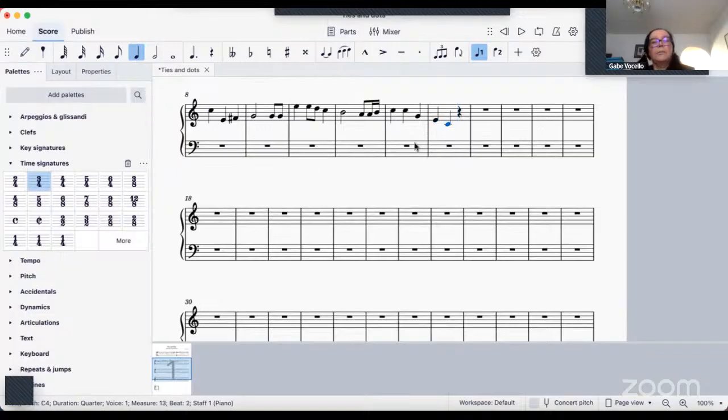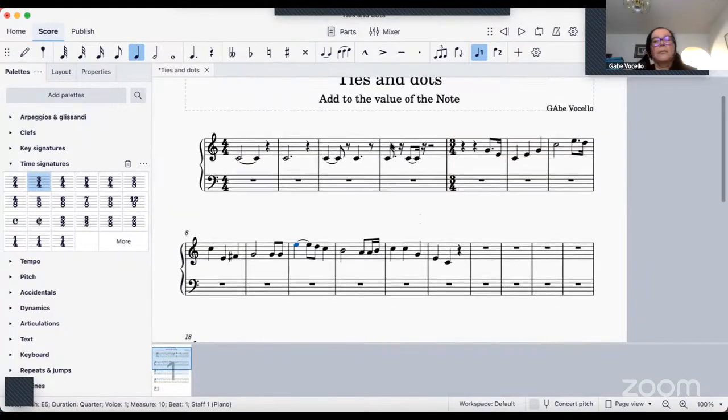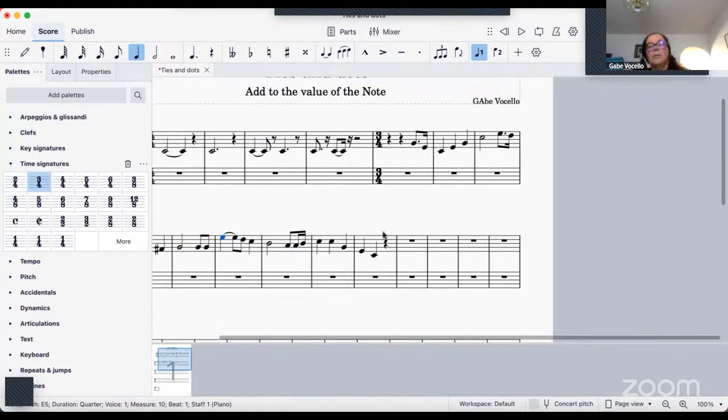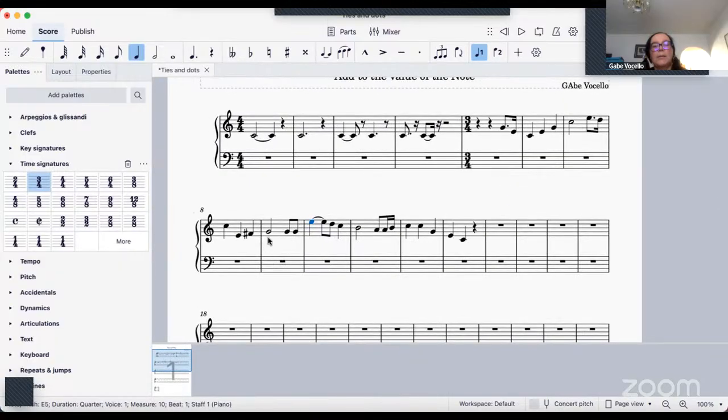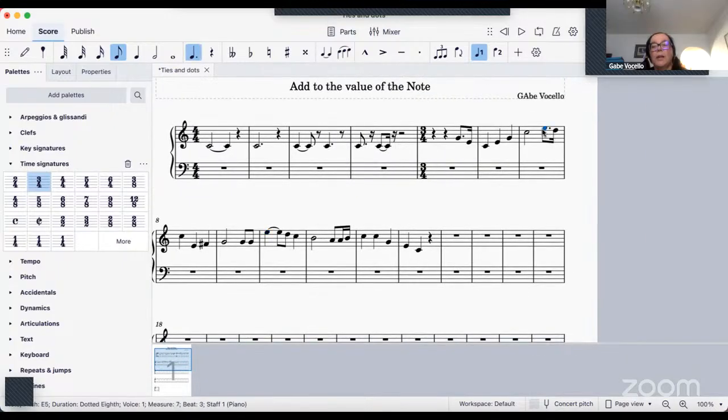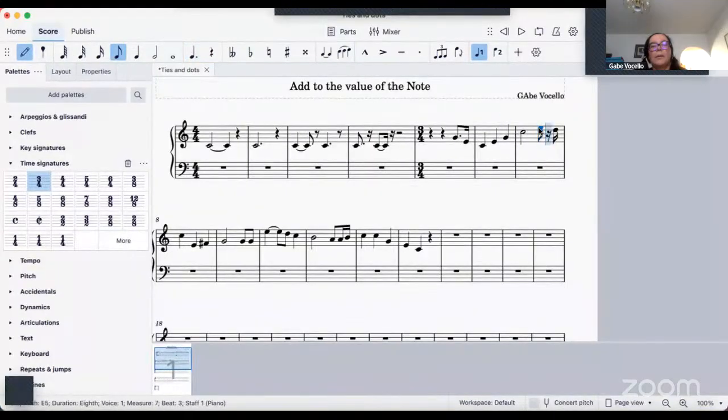Let's go into here. So this is the Star Spangled Banner. So that dotted eighth note, I could write as an eighth note tied with the 16th note. So I put the tie here.